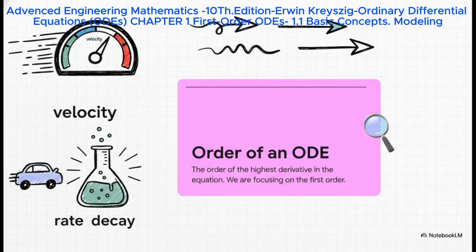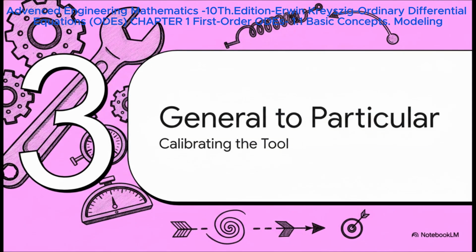A second derivative, that's a second-order ODE. For now, though, we're starting with the simplest, most fundamental, and honestly the most common type you're going to run into, first-order ODEs. These only involve the first derivative, things like velocity or a rate of decay. Think about it. A tool is kind of useless if you can't set it up for a specific job, right? An ODE can describe a whole category of physical behaviors, but we're usually just interested in one specific scenario. So let's see how we go from a general formula to a specific, actionable answer.